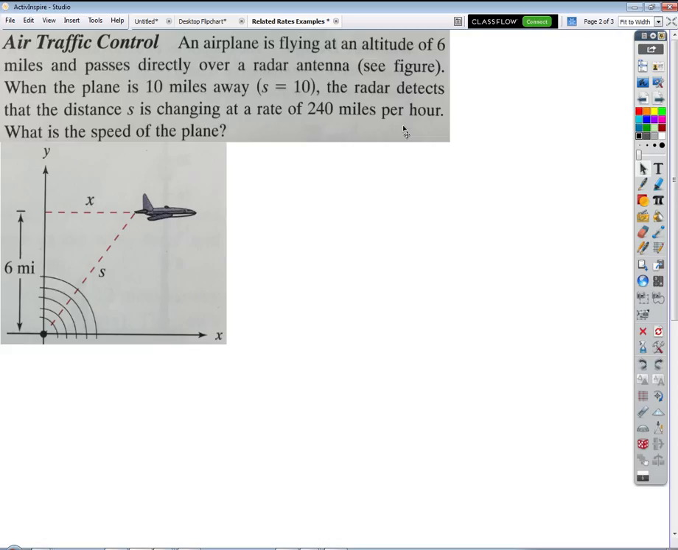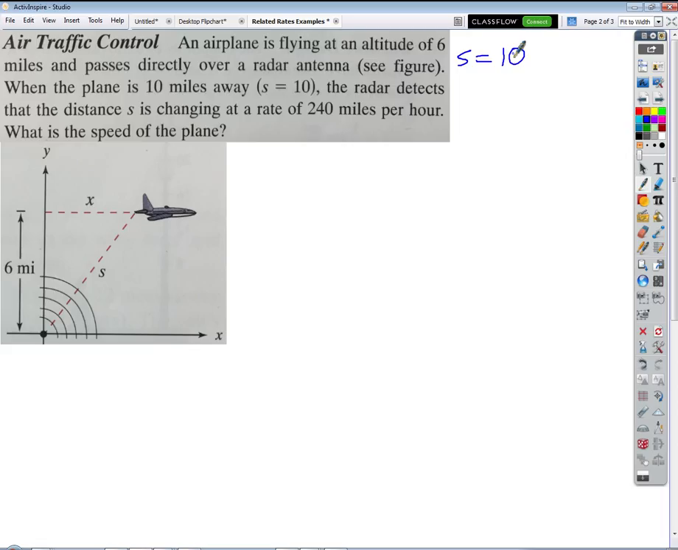X dot, good. How would you describe x? As the horizontal distance that the plane has traveled. It's traveling horizontally, so what we want is the rate of change of the horizontal distance. That makes sense? Then what are the snapshot values of our variables? S is 10, not x. What else do we know?